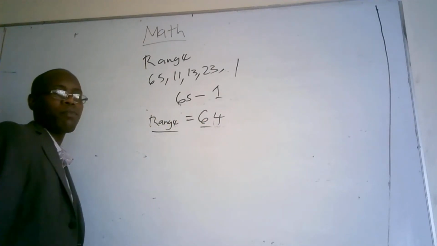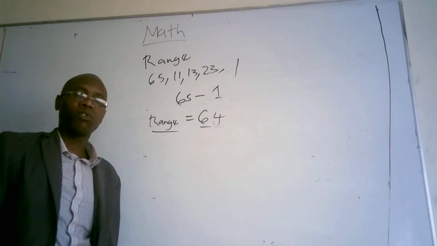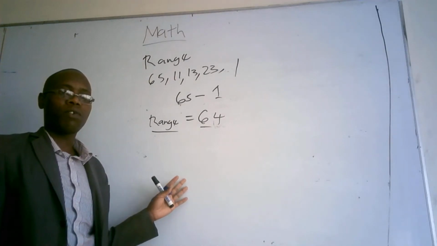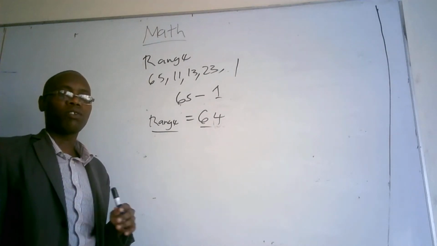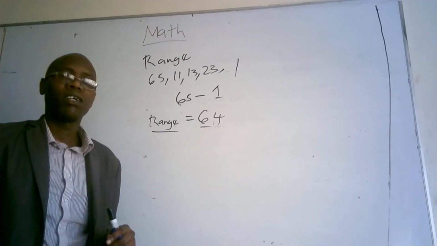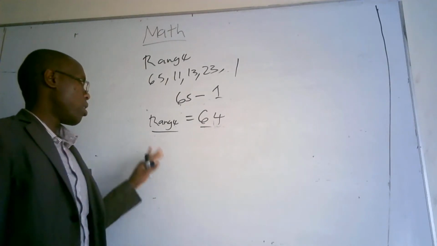It is very simple to compute, but it's not very accurate. So most people do not use the range in terms of calculating the measures of dispersion. It's simple, but it does not give the accurate figure that is required by those taking statistics.